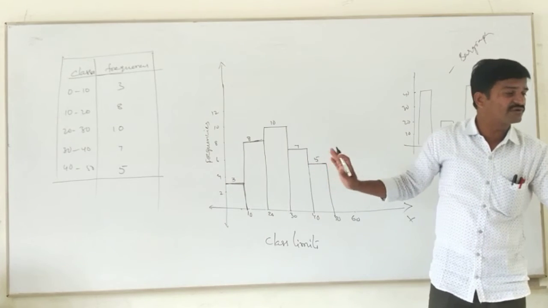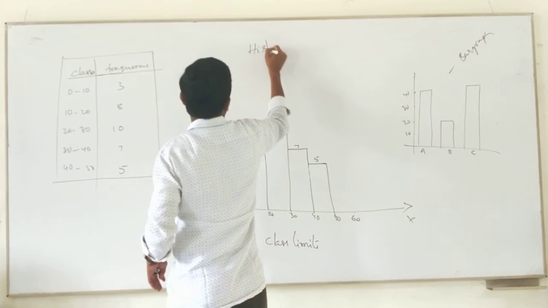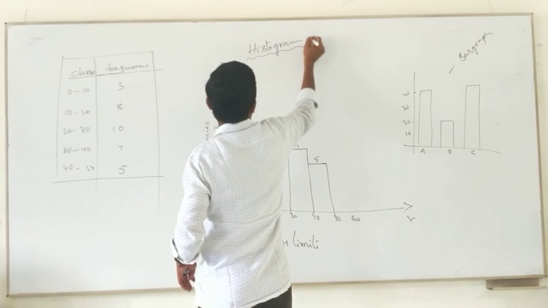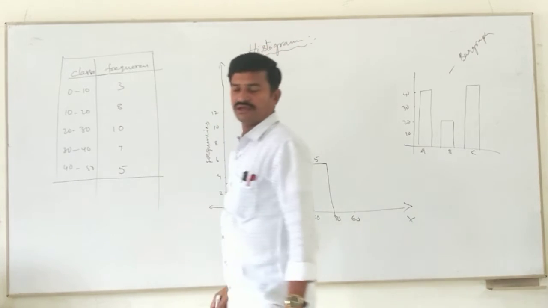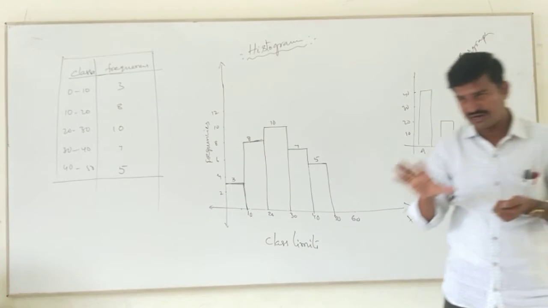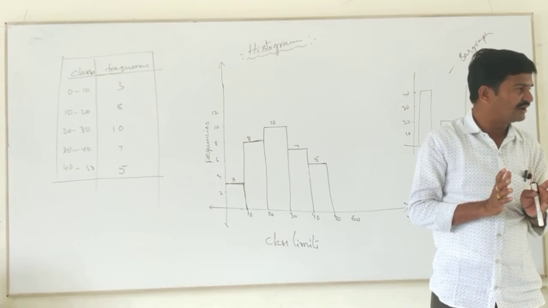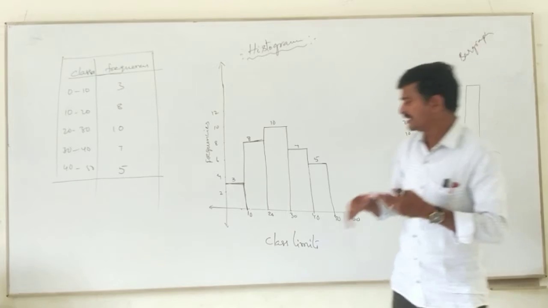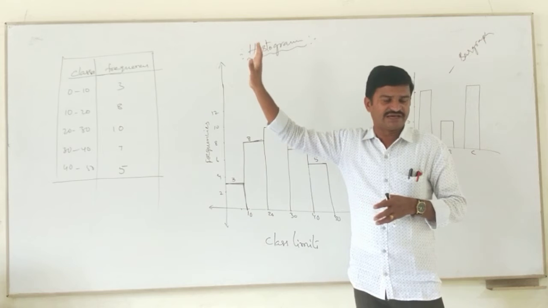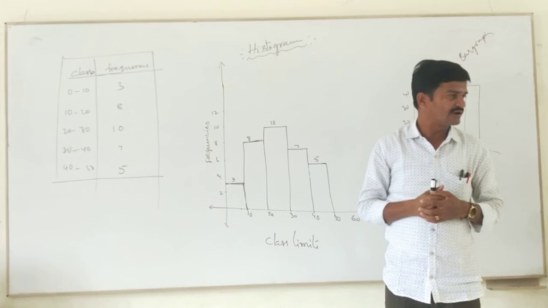So this type of graph is called a histogram. This is the name of the new graph. Histogram. Histogram means representing the data with the help of bars, but without leaving any gap between bar to bar. And taking 2 class limits on x-axis and frequencies on y-axis. So this graph is called a histogram. Are you clear?